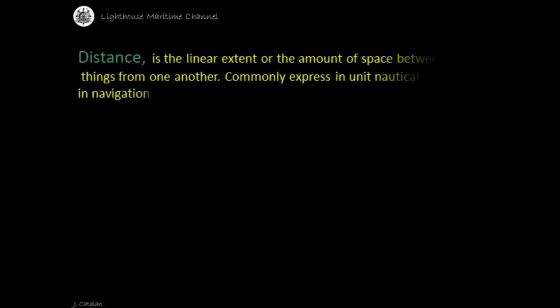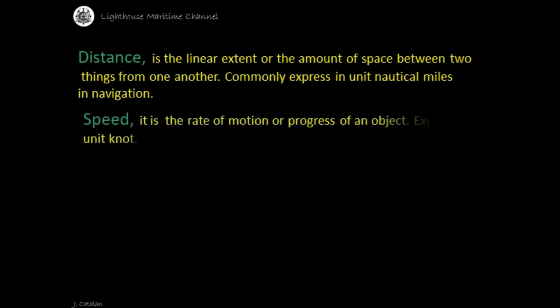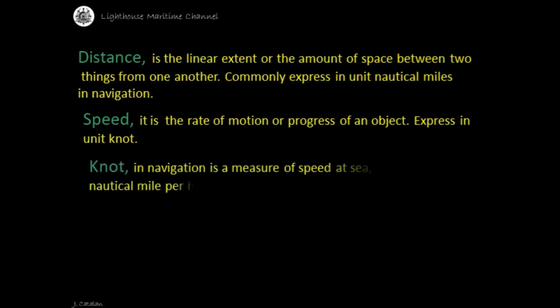Distance is the linear extent or the amount of space between two things from one another, commonly expressed in units of nautical miles in navigation. Speed is the rate of motion or progress of an object, expressed in units of knots. Knot, in navigation, is a measure of speed at sea, which is 1 nautical mile per hour.